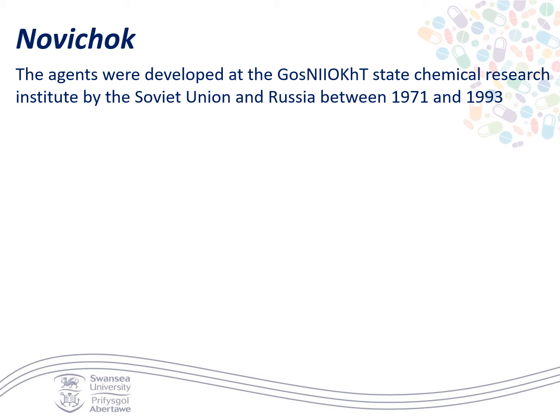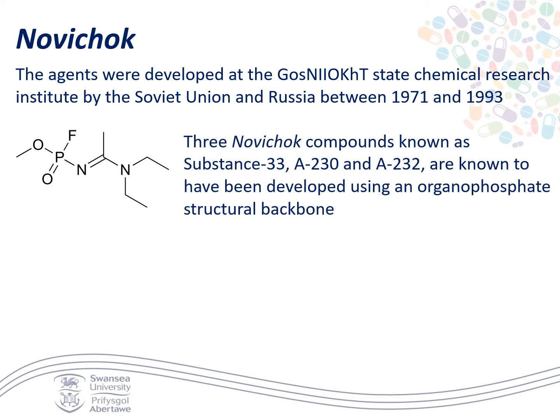Now, Novichok agents were developed at a state chemical research institute, which was initially funded by the Soviet Union, which became Russia, between the years of 1971 and 1993. Now, we are aware of 3 Novichok compounds. That, in saying that, there may be other compounds that we just simply don't know of. Novichok compounds that we do know of, though, include substance 33, A230, and A232. And these have all been developed using an organophosphate structural backbone.